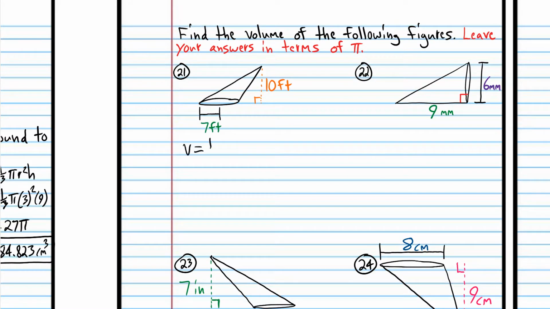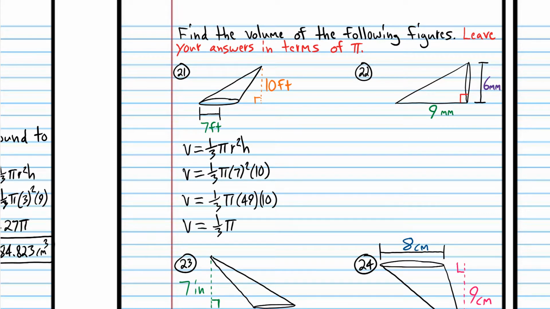So volume is equal to 1/3 pi r squared times h. 1/3 pi 7 squared times 10. And we're supposed to leave our answers in terms of pi. So that means we can't just use the calculator. 7 squared is 49, and then 49 times 10 is 490. So we have 1/3 pi times 490. And then we'll continue up here.